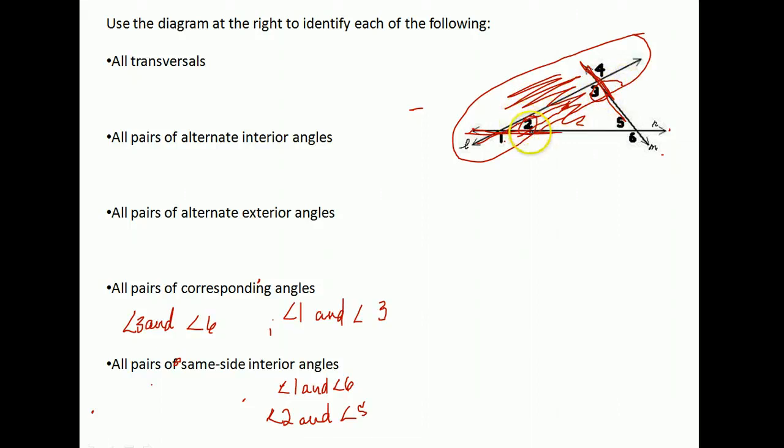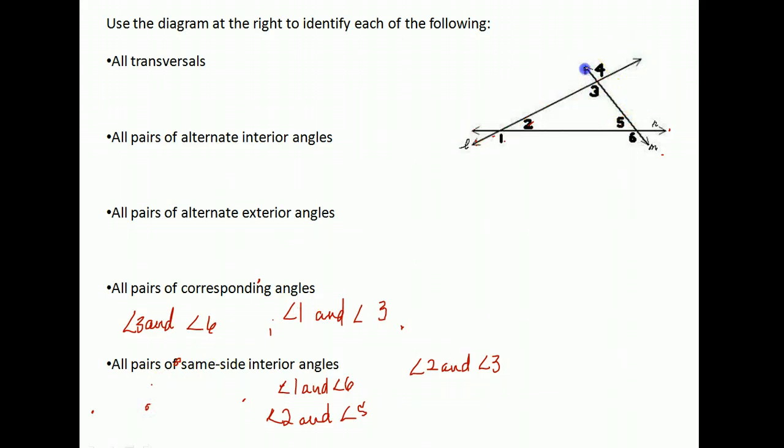Are they on the same side of the transversal? Yes, they're both to the right of the transversal. So angle 2 and angle 3 are a pair of same side interior angles if L is our transversal. Notice this angle here and this angle here would be the other pair. They're just not labeled. I'm going to clear one more time and we'll look at what we get if M is our transversal. Okay, so let's say M is our transversal.